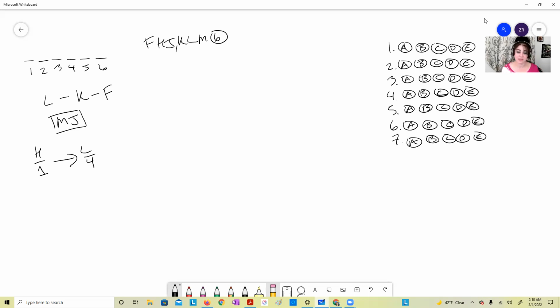Anytime that I diagram a conditional rule, I always diagram its contrapositive because the contrapositive is just as powerful as the original conditional. So that is created by reversing and negating. So reverse the 2 conditions and then negate them both. So if L is not fourth, then H isn't first, right?